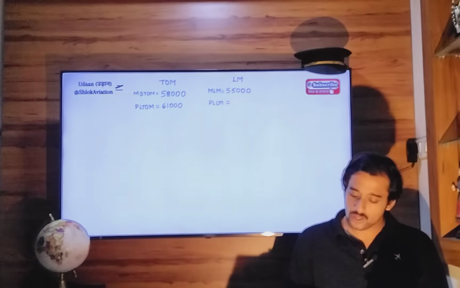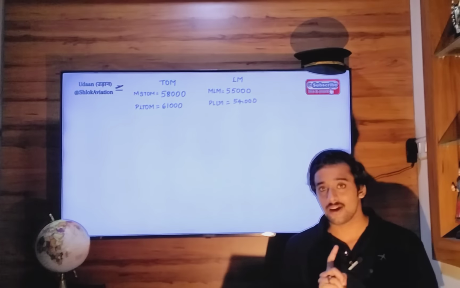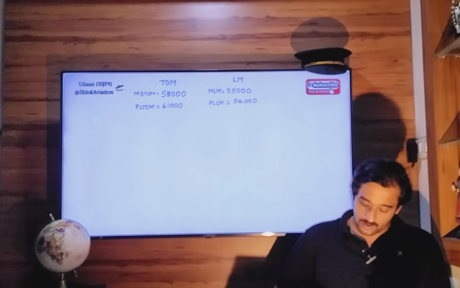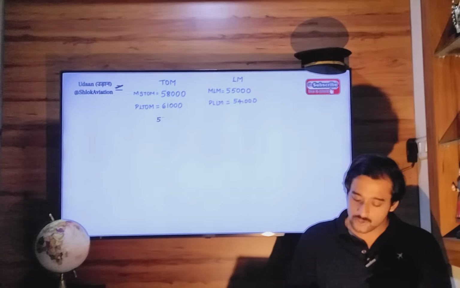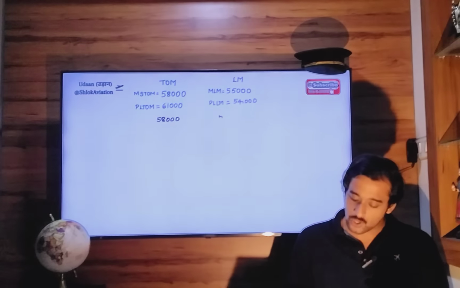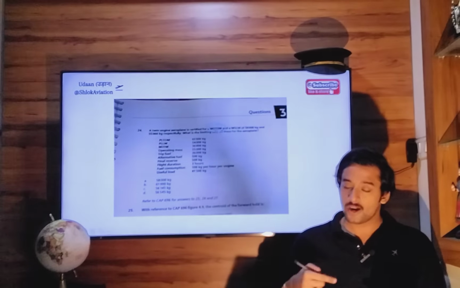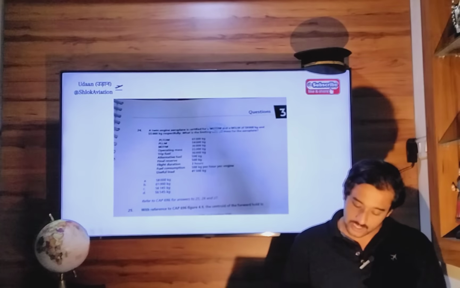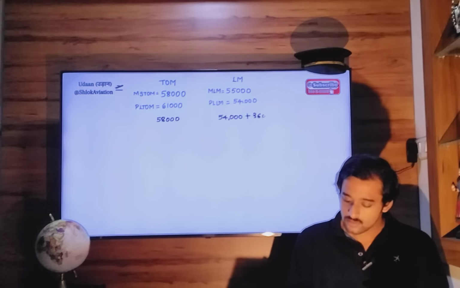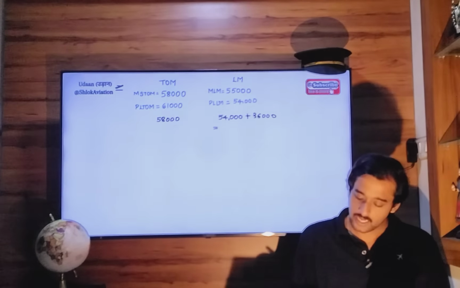Which is 54,000. So now as per the rule, you are going to select the lower one. Between them, 58,000 is the lower value. So write 58,000 as a limitation in the takeoff mass column. In the landing mass column, you are going to write 54,000 limitation. And in order to find takeoff mass, you are going to add trip fuel 36,000. So 54 plus 36 is 90.